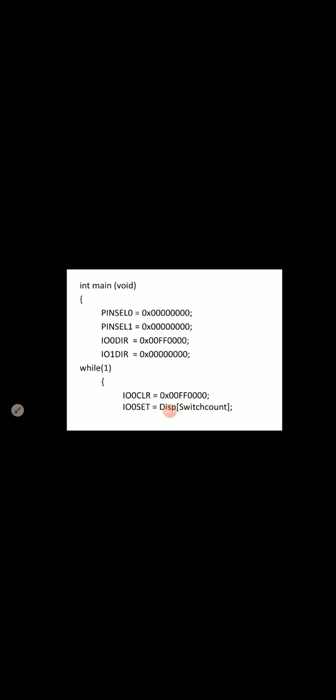After that it is checking for the delay again. After this delay is reached, that switch count is incremented again. Again it is going to check this if statement. Since the switch count is not equal to 16, and we have displayed only 2 numbers, we are going back to this while loop. Once again it is clearing the pins. Again IO0 set is provided with the next switch count value, that is 2. Again like that for 16 numbers.